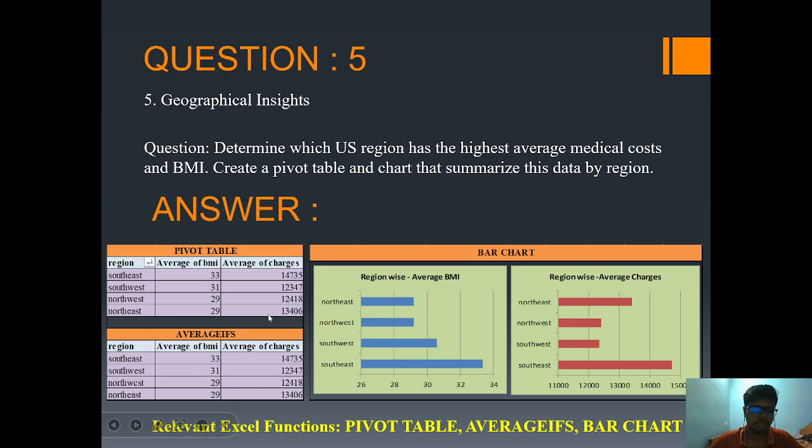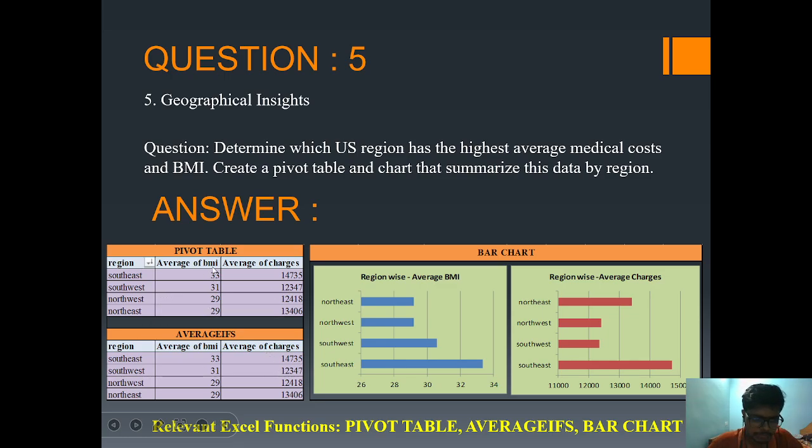So I have created a pivot table. I have already explained about the pivot table, so I'm not going to take you to the Excel sheet. Now, the region will be in the rows, and average BMI, average charges I have calculated. Average IFS also I have explained previously. For the region average, you can use AVERAGEIF itself because you are having only one criteria. So AVERAGEIF has the range, in that range the criteria is southeast, and the average range is the BMI column. So you will get the average BMI and then average charges like this.